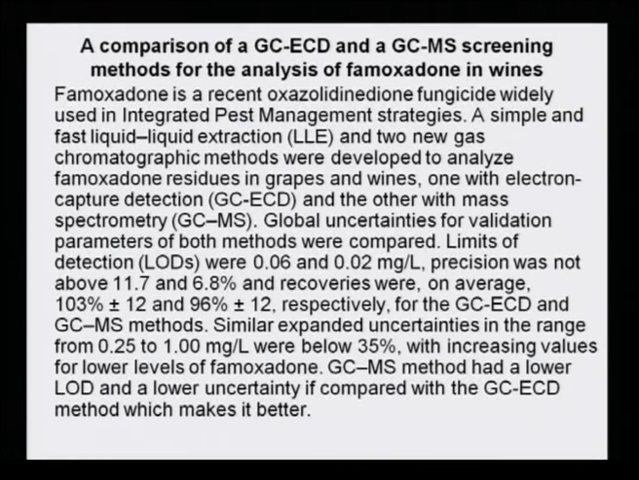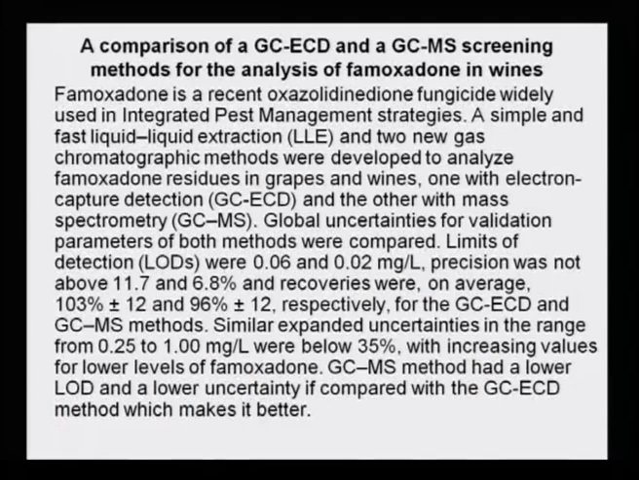Limits of detection, that is the LODs, were 0.06 and 0.02 milligram per liter. Precision was not above 11.7 and 6.8%, and recoveries were on average 103% plus or minus 12 and 96% plus or minus 12 respectively in the two methods. So, you see that they are almost comparable. However, GCMS is definitely superior in terms of limiting the uncertainties.